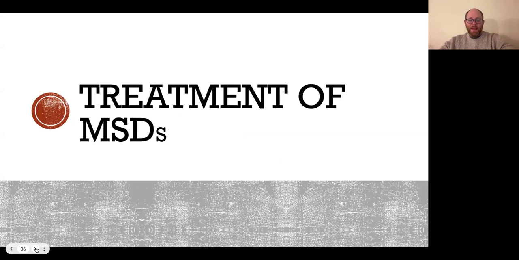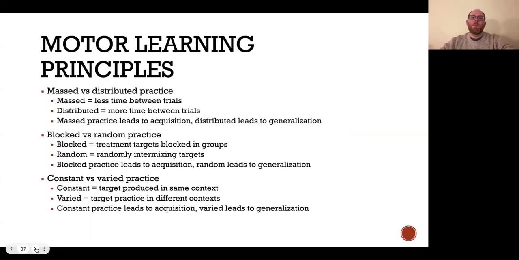All right. The last section we're going to go over tonight is the treatment of MSDs. The major thing that guides treatment of motor speech disorders is motor learning principles, or what we use to guide learning of a motor movement. I've broken it down into what the principles are and what each part of those principles means.